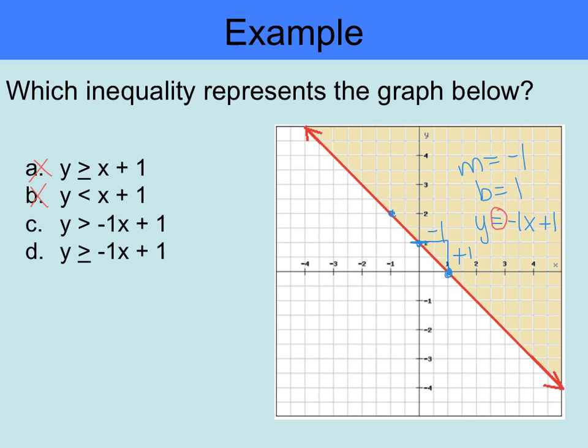So what I have is I have this solid line, which means my answer is this straight line that you have, but then everything else above it. So because this is a solid line, we need that or equal to, which makes this letter D. Letter C would look just like this, except that red line would be dashed instead of solid.